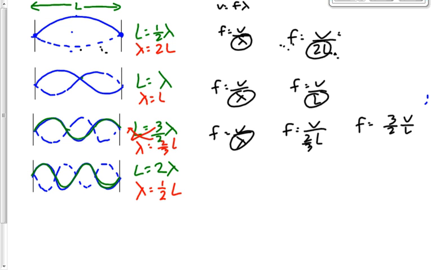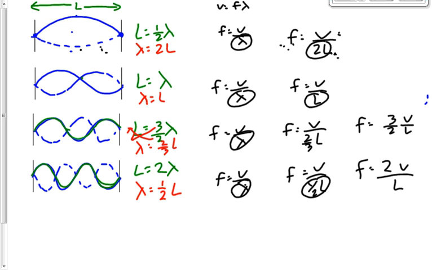And finally, the last one. V over lambda for the last one. F is equal to V over 1/2 L, because lambda is a half L, which is the same thing as saying 2V over L. Now, what do we notice here? Maybe you don't notice anything.